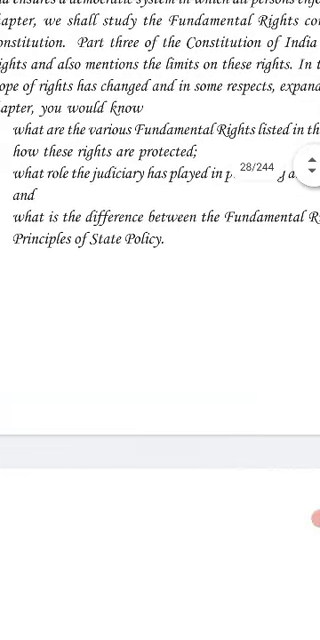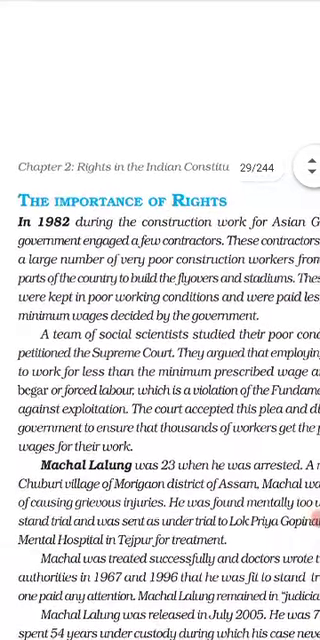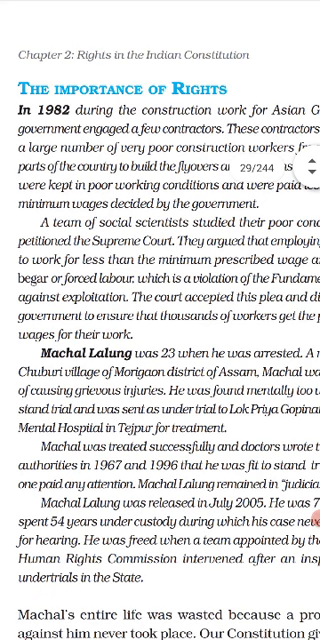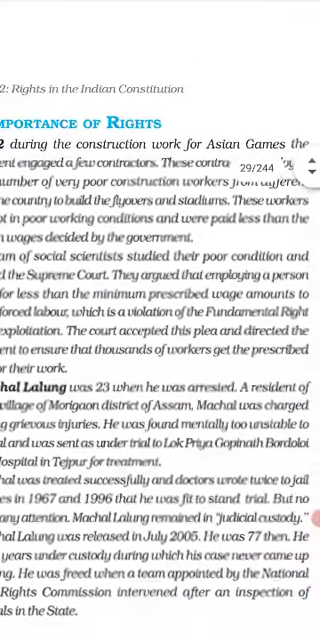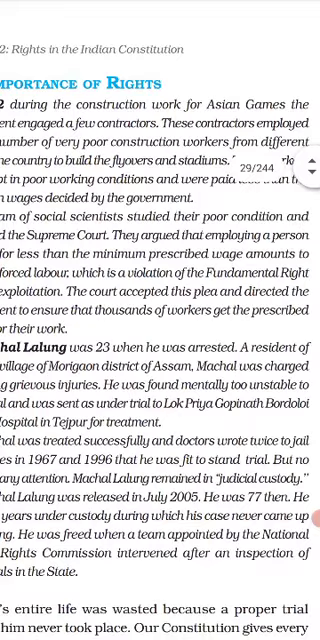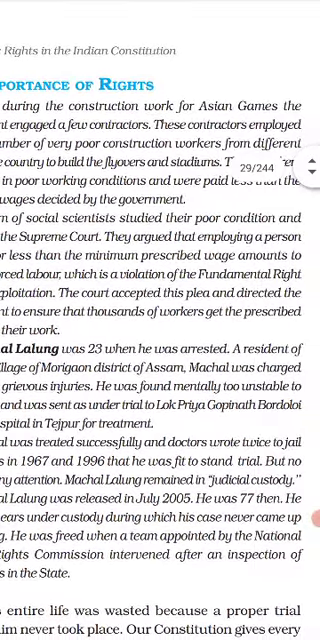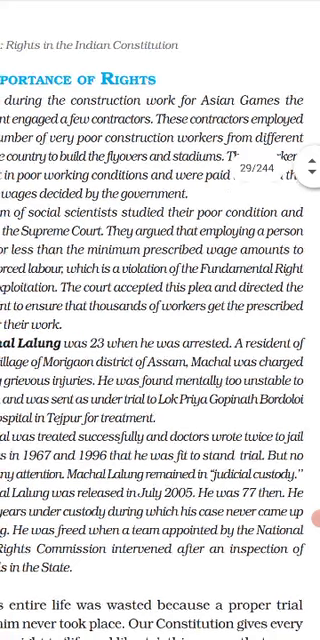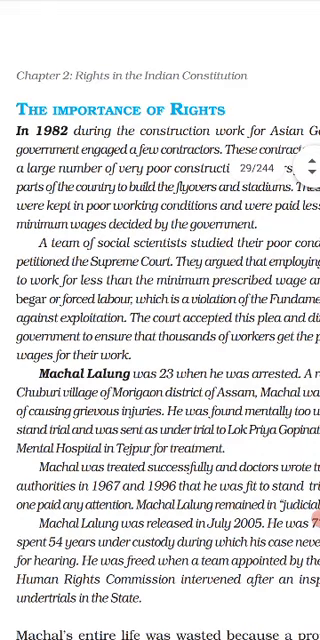Now let's start with the chapter, and first of all we will start with the importance of rights. Students, in 1982, during the construction work of the Asian Games, when it was decided that the Asian Games would be held here in 1982, we had to build stadiums and flyovers, a lot of things had to be built. So the government engaged a few contractors.